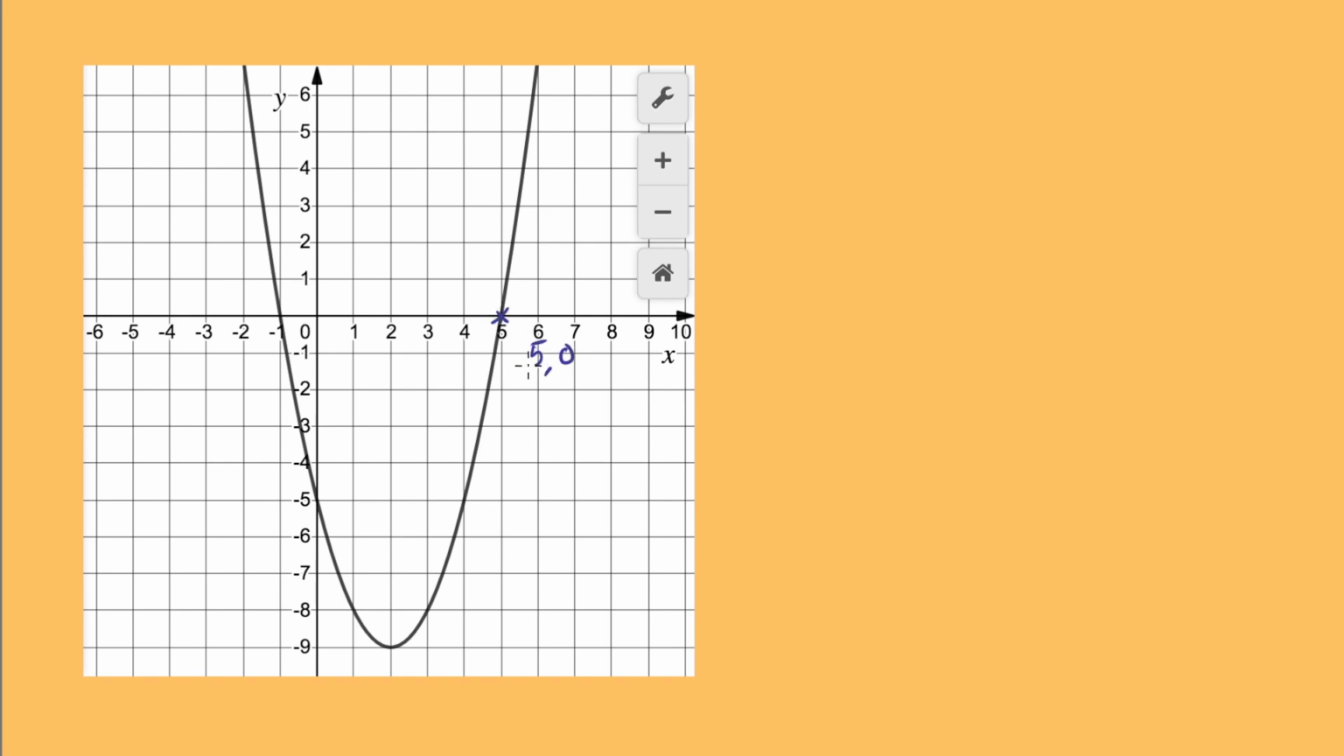The key features are the x-intercepts at (5, 0) and (-1, 0), the y-intercept at (0, -5), the axis of symmetry at x = 2, and on the axis of symmetry the vertex at (2, -9). When a question asks you about the key features of a parabola, this is what it is about.